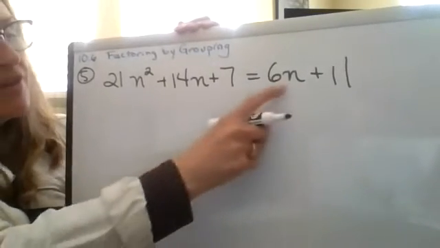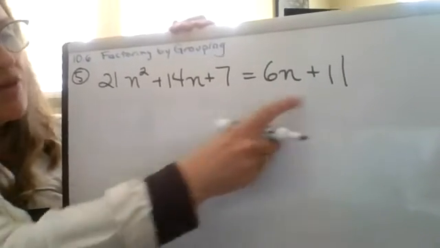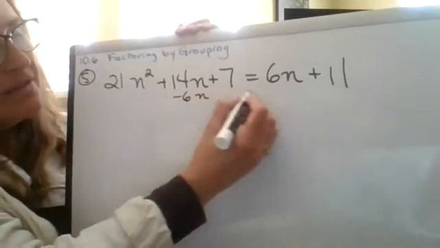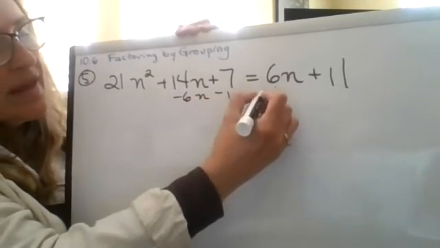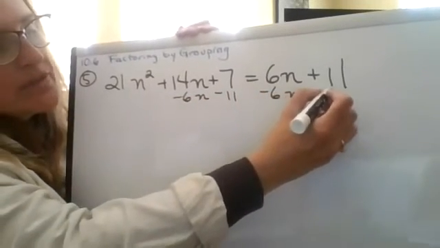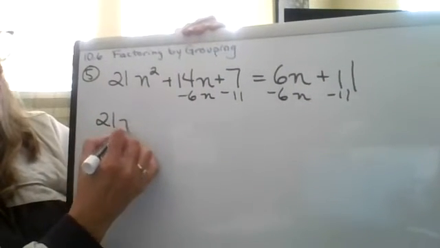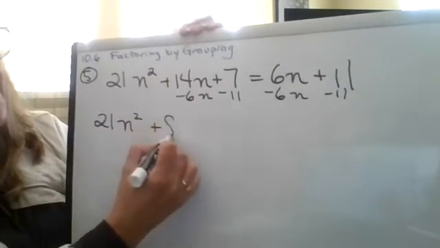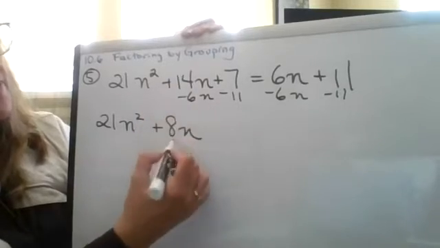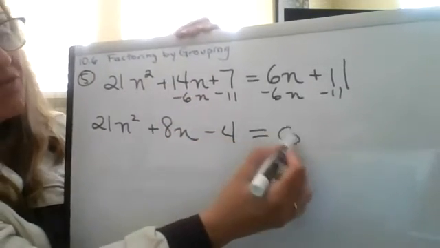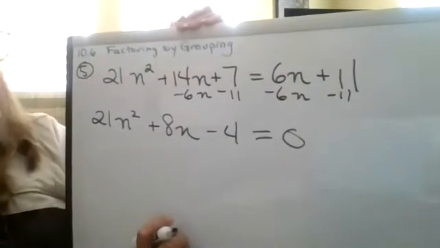But before I do that, I've got to collect like terms. So this has to come over and this has to come over, right? So don't I have to say negative 6n and negative 11? Subtract both of those from both sides? Sure. So what I end up with is 21n squared plus 8n. 14 minus the 6 is 8. 7 minus that is negative 4. And then I'm left with 0 on this side when I subtracted that.